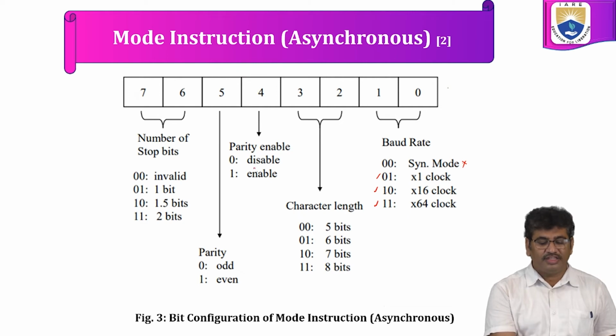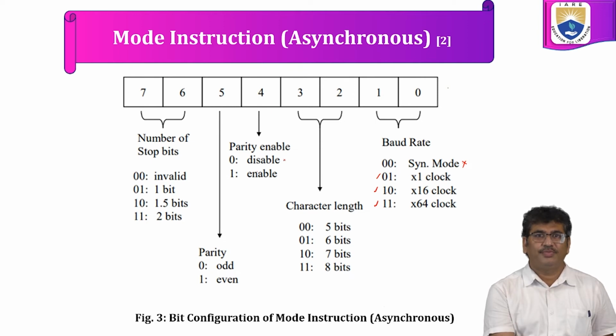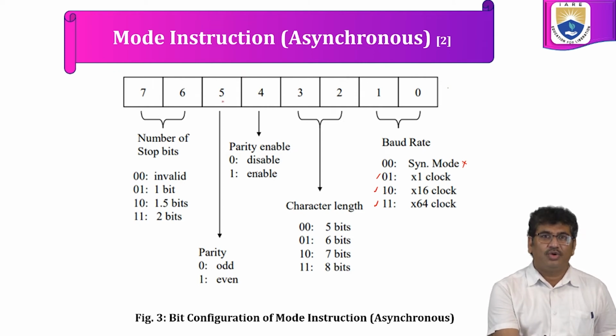So if you write this bit equivalent to 0, the parity bit will be disabled. No need to include the parity bit for the transmission or receiving. If you write this bit equivalent to 1, the parity bit we have to include for transmission. At the receiver side also we have to receive the parity bit. If the parity bit is disabled, the next bit is a don't care.